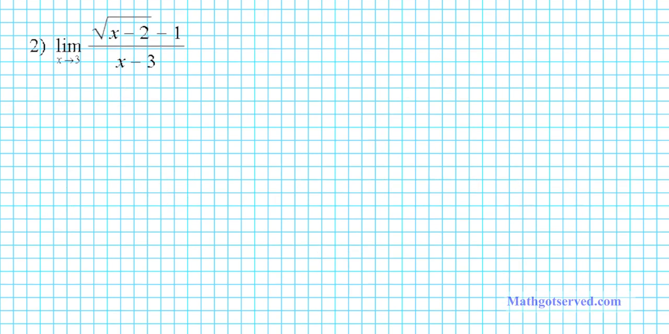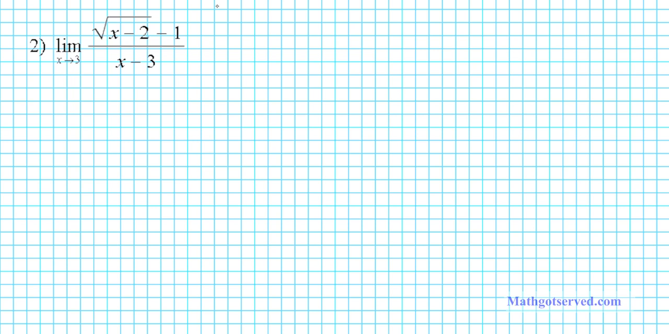All right, let's take a look at question 2. This involves radicals, so we will have to rationalize here. If we just evaluate this limit by direct substitution, we'll get an indeterminate form because we'll have a 0 in the denominator. So what we're going to do here is rationalize the numerator.